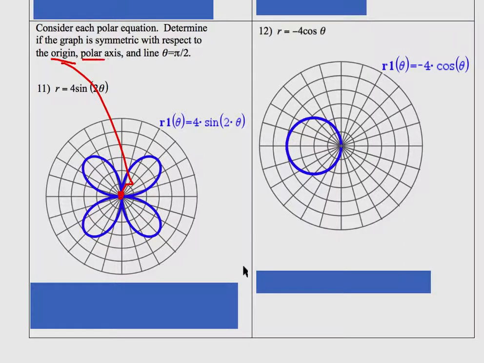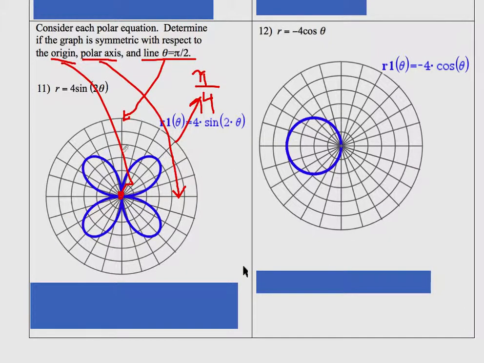And then the polar axis on the polar graph is the same as what your x-axis would be on a rectangular graph. And then the line pi over 2, that's your y-axis. That would be this line right up here. And then the line pi over 4, I'm trying to do pi over 4. Okay, so the line pi over 4 would be this line here.